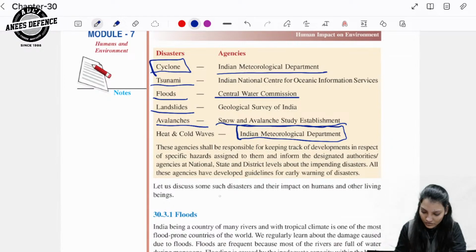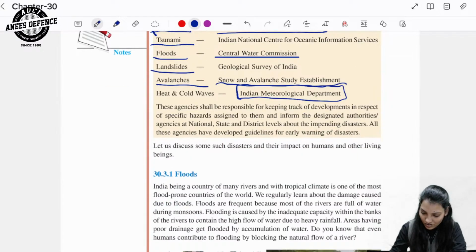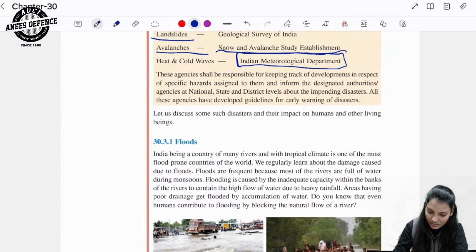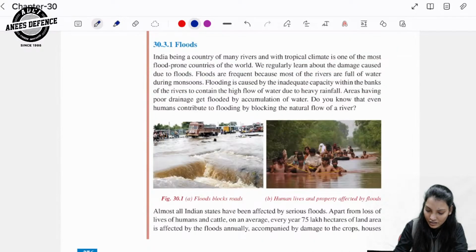These disasters occur at the national level, local level, district level, and at the global level also. So we'll study one by one. First one is flood. As India has many rivers and a tropical climate, we have the monsoon type of climate. So we have water in ample amount because of the rivers and monsoon season. During the monsoon season, flood occurs. Frequency of flood increases during the monsoon. Why? Because in monsoon season only we have the rivers full of water.